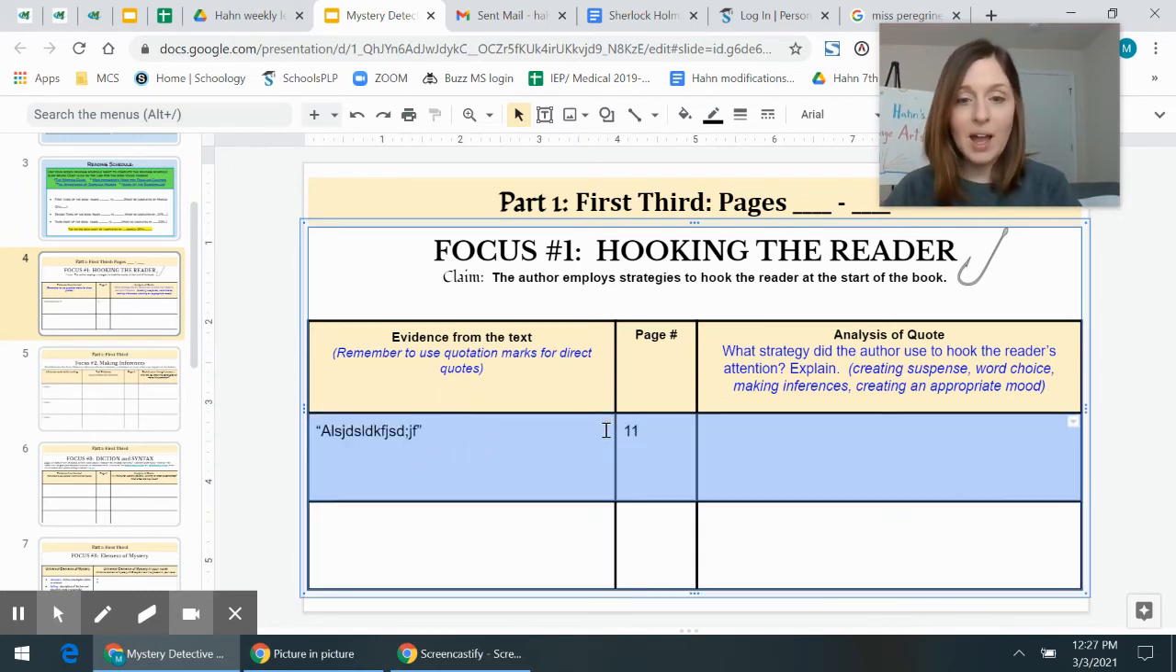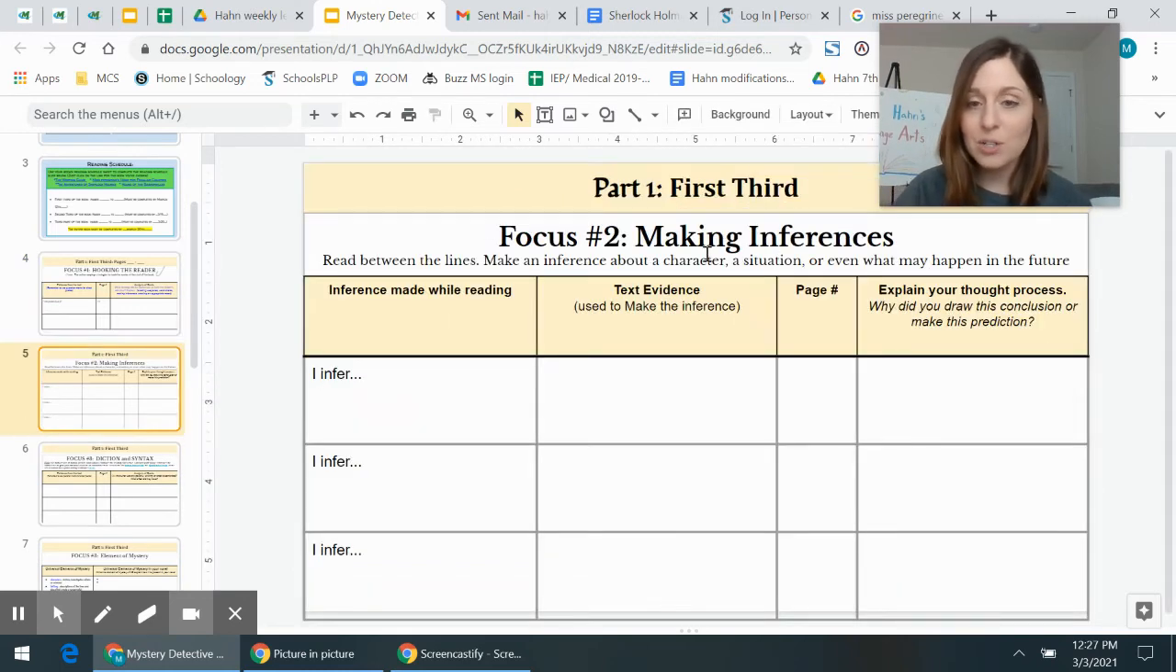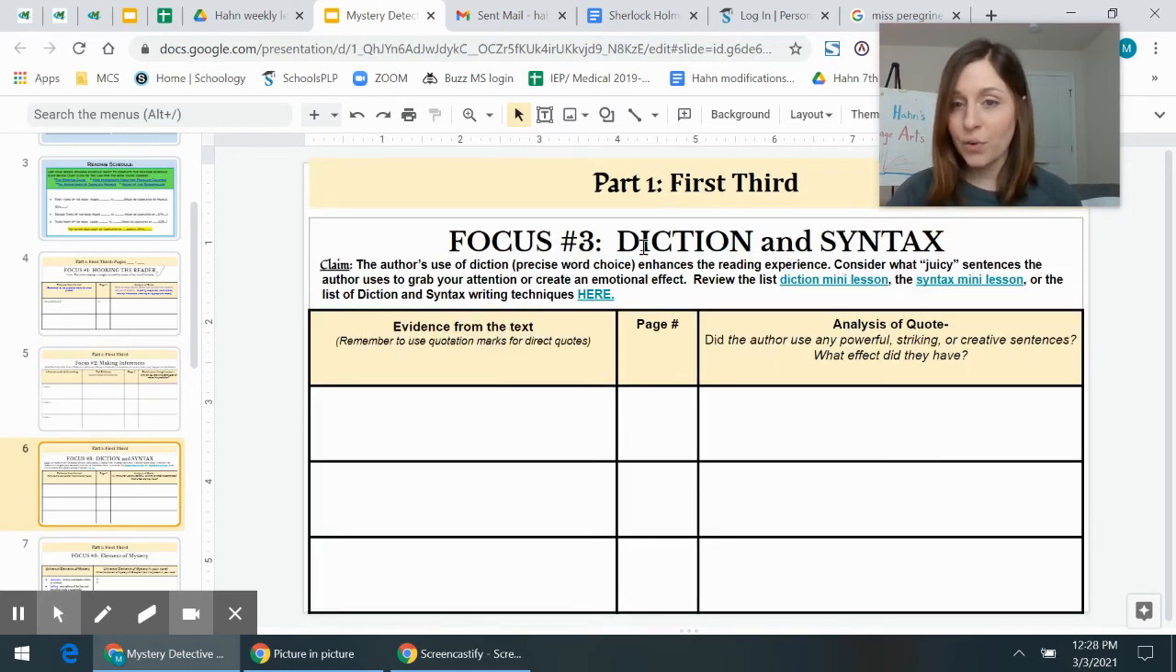When you're done with this slide, you're going to go to your next slide, which is making inferences. Remember, this is what conclusions we are drawing as we read. In the first third of the book, you need to make at least 3 inferences. Like, I infer that so-and-so did the crime, or I infer so-and-so has a romantic interest in this other character, or I can infer that this person might be the villain. You need to make inferences about what you think is happening and what conclusions you can draw. Finally, later this week you're going to have lessons over diction and syntax.